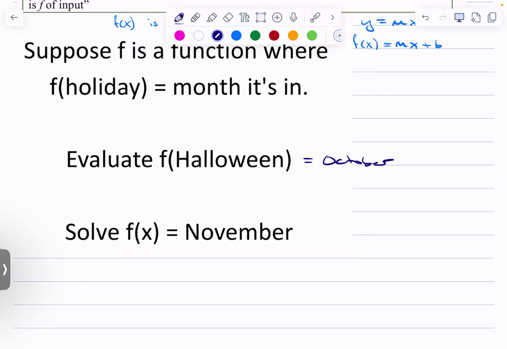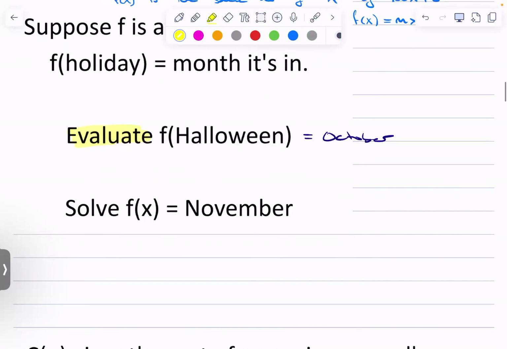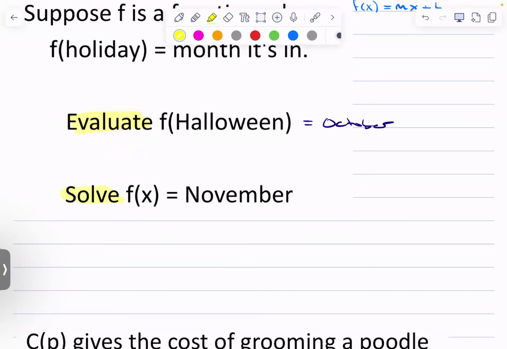The next one says solve f of x is equal to November. Why is that different? Why does this say evaluate, and why does this say solve? They're two different terms. If you read this and said the output is October, of course, that's cool. And even if you saw this, you would say, well, what month? November. If the month is November, then what holiday is there? We only have one, Remembrance Day.